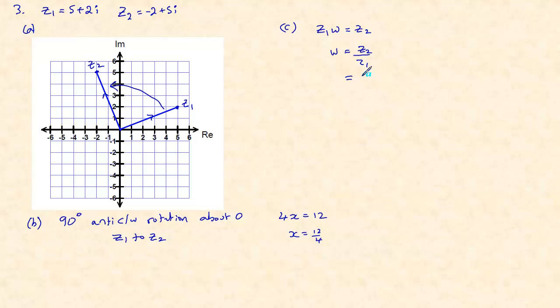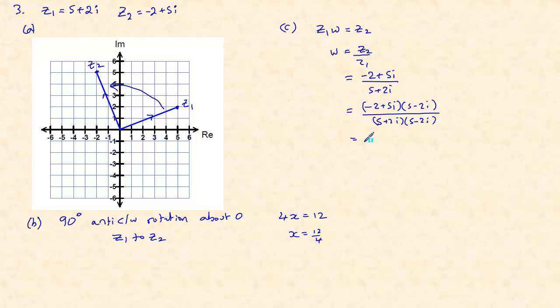And so what we have is negative 2 add 5i divided by 5 plus 2i. And then multiply top and bottom by the conjugate of 5 plus 2i. So we have negative 2 plus 5i multiplied by 5 minus 2i over 5 plus 2i, 5 minus 2i.